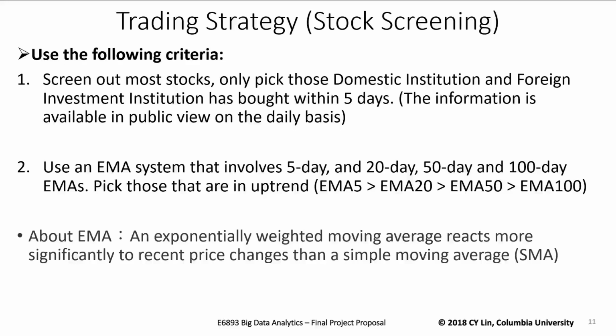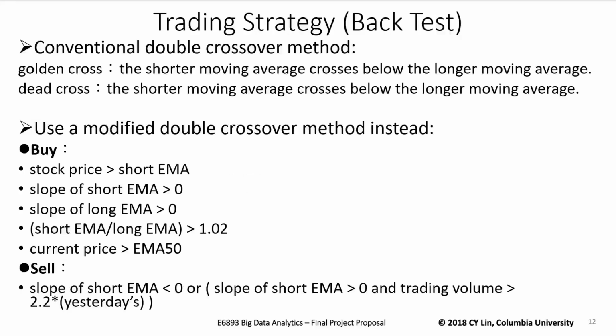After stock picking, we'll start backtesting with a modified double crossover method. Before that, I want to introduce a conventional double crossover method first. The conventional method is quite easy. We set two moving averages, and we buy when there is a golden cross and sell when there is a dead cross. This strategy is too simple and thus cannot give high benefit. So we use a modified double crossover strategy instead.